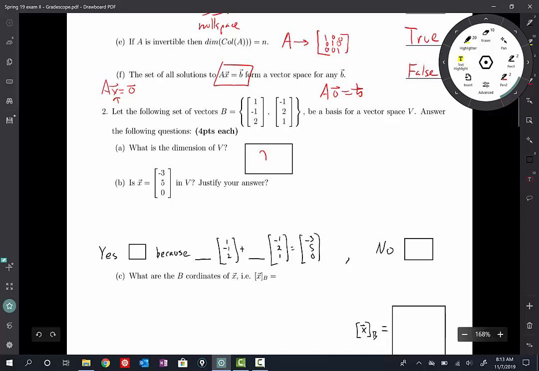Well, the dimension is just going to be 2, because the dimension of a vector space is the number of vectors in its basis. We have 2 vectors in its basis. The dimension of the space V would be 2.